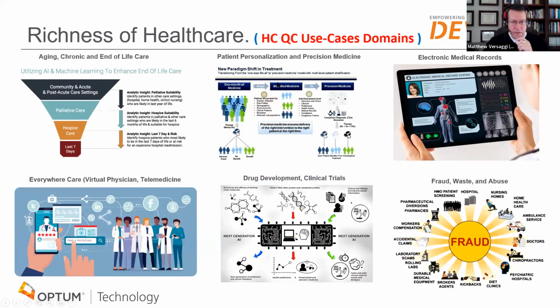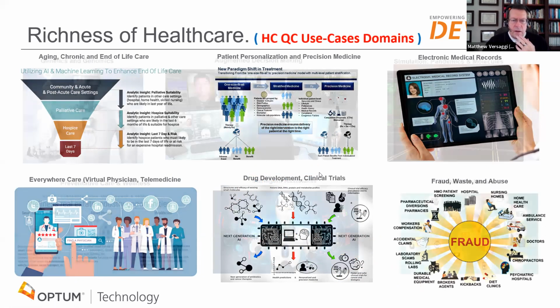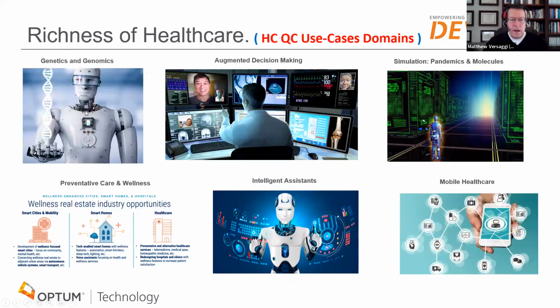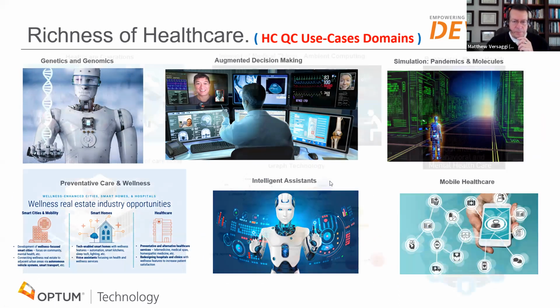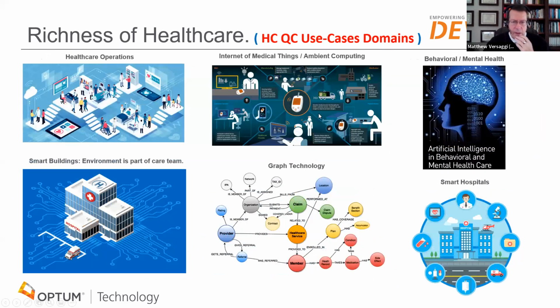So aging, chronic, end-of-life care, patient personalization, precision medicine, electronic records, fraud is an enormous thing, clinical trials. We can get into genetics and genomics. We've already gotten a number of patents in that space at Optum, fusing in that area, augmented decision-making, intelligent assistance. Preventative care is a huge area. Mobile healthcare is another one. Healthcare operations needs to be optimized. The Internet of medical things is a big deal. Smart hospitals, smart buildings, behavioral health, things like that. All areas where significant use cases can be found for quantum, as well as artificial intelligence, cognitive technology, and things like that.